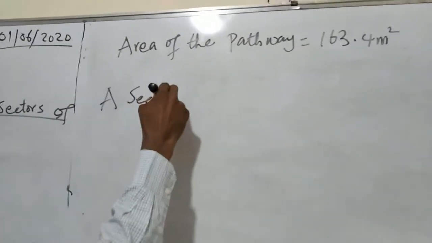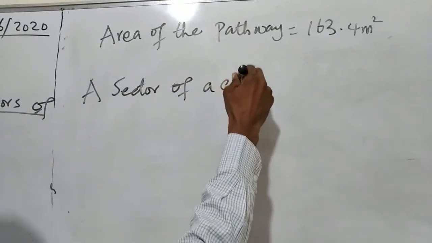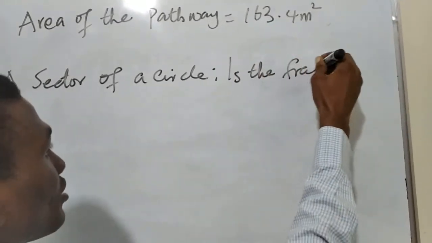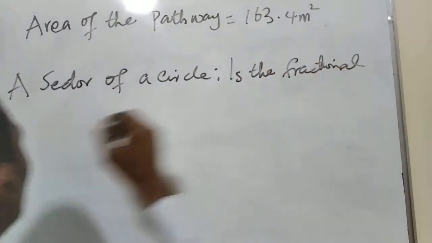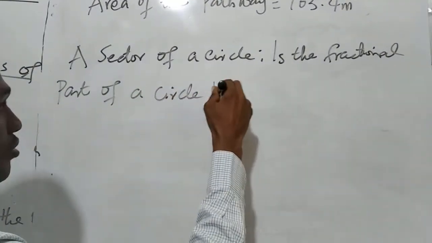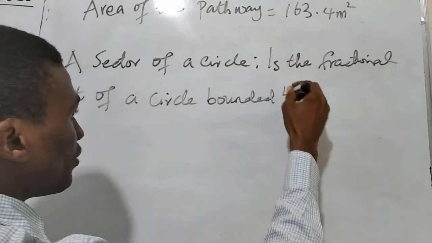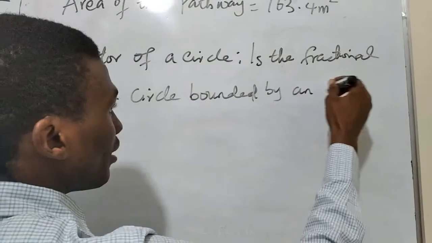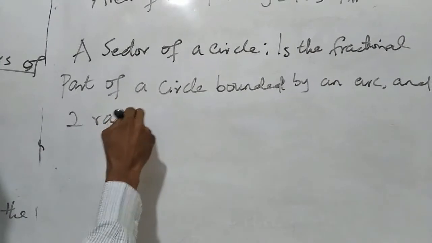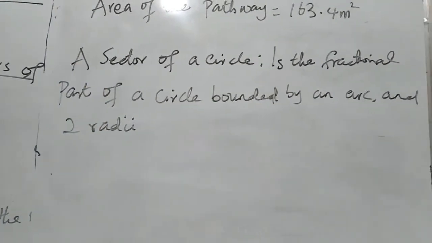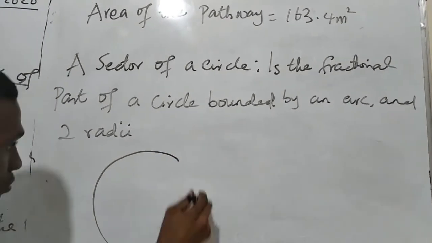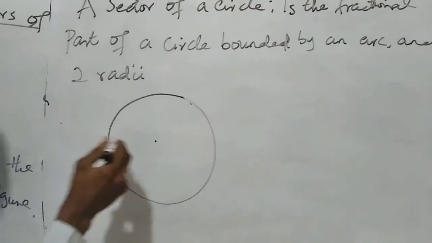Now we're going to look at the sector of the circle. This sector of the circle is the fractional part of the circle bounded by an arc and two radii. You see, the sector of the circle is the fractional part of the circle bounded by an arc and two radii. That's what we have in our circle. And by radius, we mean the straight line starting from the center.